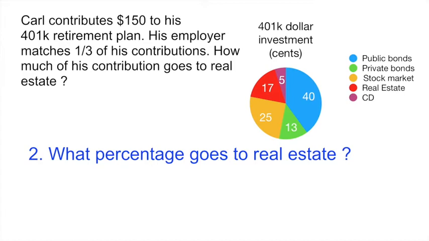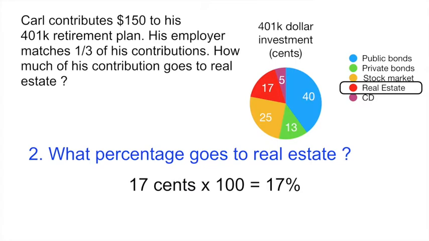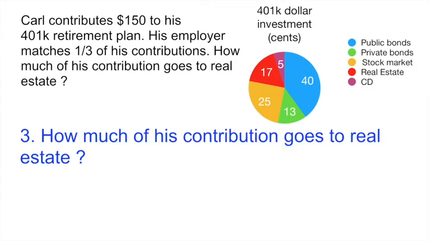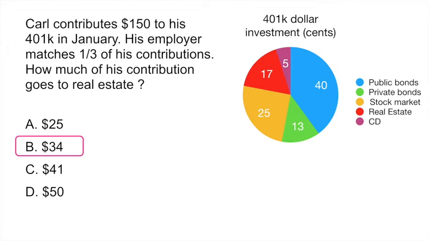So if we look specifically at how much of that money goes to real estate, it is the red slice of your pie graph, and it's 17 cents. They're asking us for a percentage, so you multiply those 17 cents times 100 to get 17%. And now you can go and do the problem to answer how much of his contribution goes to real estate. So you multiply the $200 that he has invested times 17%, and that gives you $34. So the answer would be B.